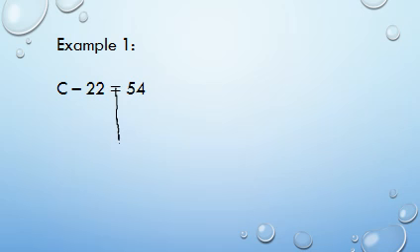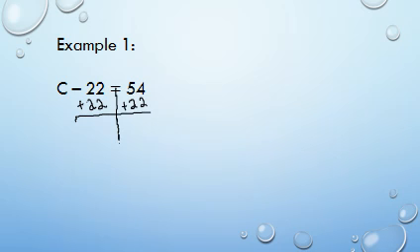So now think of whenever we were learning our properties that we have to do the inverse of this. And as you recall, it was called the additive inverse. So the inverse of minus 22 is plus 22. So I'm going to add 22 to both sides of the equal sign.